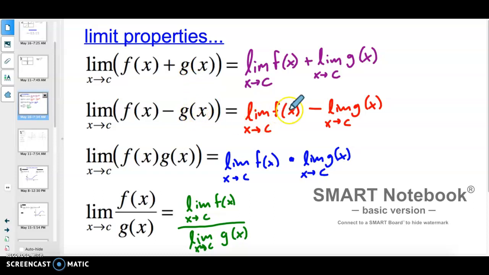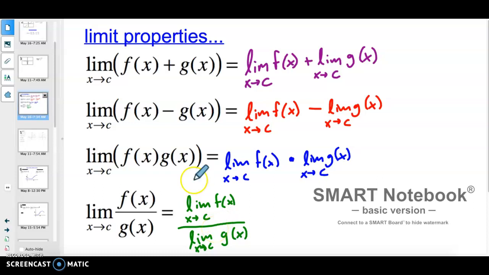Same with subtracting, you can split it up and you can take the limit of both separately and then subtract. Same with multiplying. If you're multiplying two functions together, you can split them up, take the limit separately, and then multiply. And same with dividing. You can split it up, take them both separately.